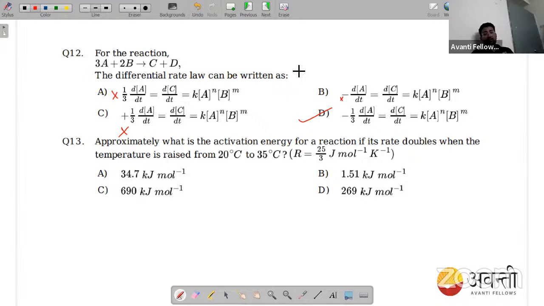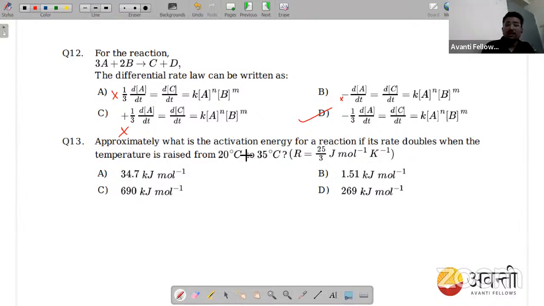How many of you attempted this question? Okay, cool. So coming to our question number 13, that is also based on Arrhenius equation. Now just read this question. Approximately, what is the activation energy for a reaction if its rate doubles when temperature is raised from 20 to 35 degrees Celsius? So temperature is raised from 20 degrees Celsius to 35 degrees Celsius.